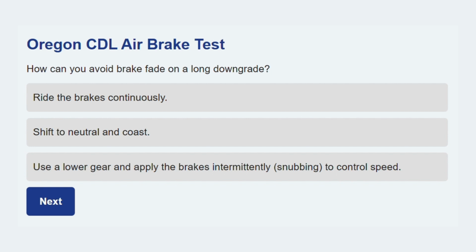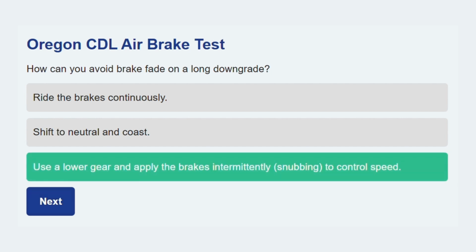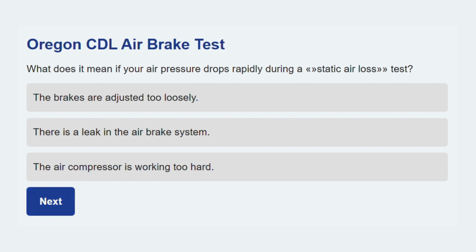What's after this? How can you avoid brake fade on a long downgrade? Use a lower gear and apply the brakes intermittently, snubbing to control speed. This allows the brakes to cool between applications.